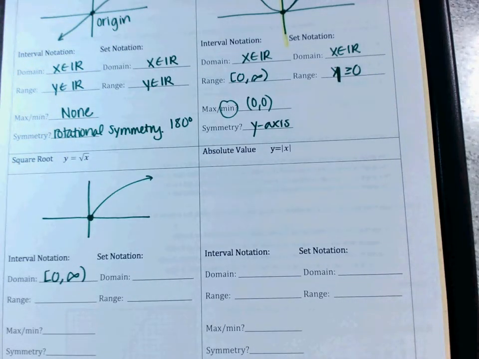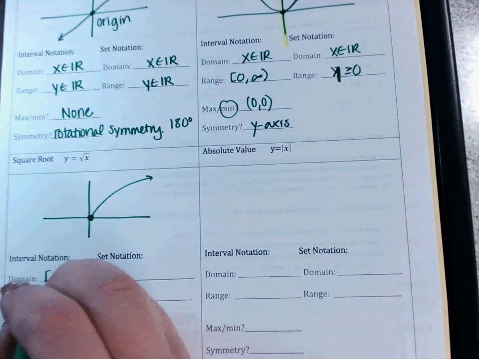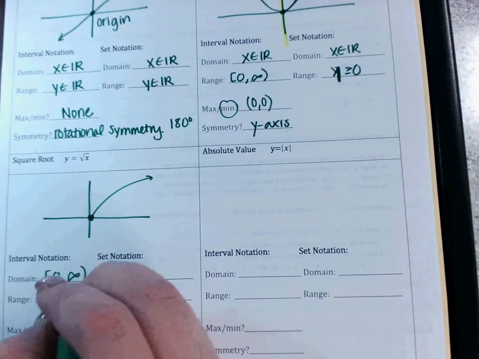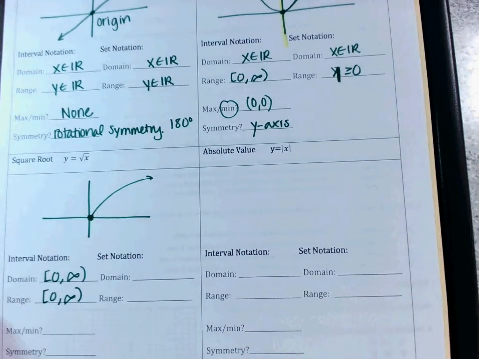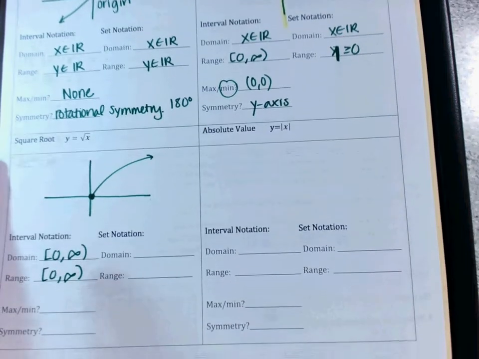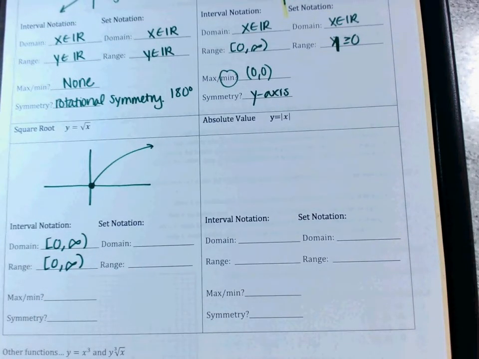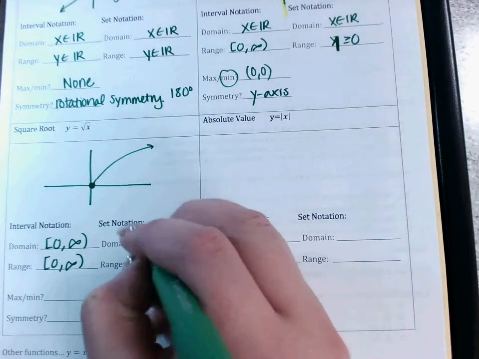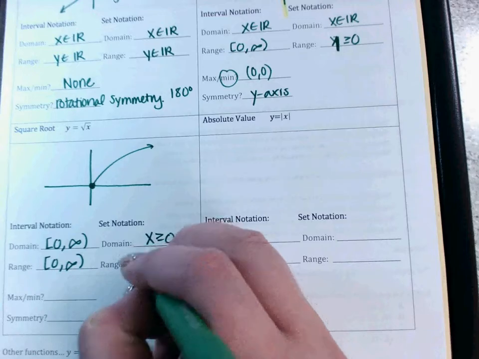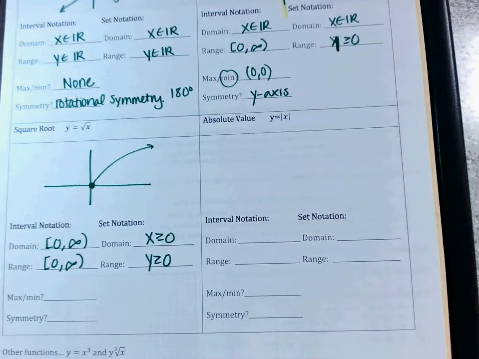And then for my range, I would do 0 to infinity as well. Remember that you always want to go from the lowest point to the highest point. That's why 0 has to come first, infinity has to come second. Now your domain for this one is going to be x greater than or equal to 0. Range will be y greater than or equal to 0.